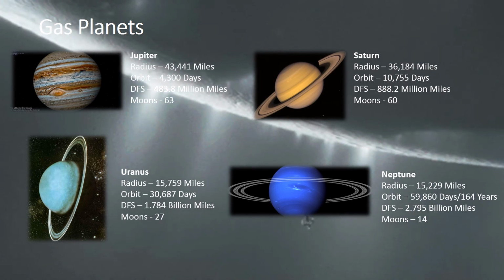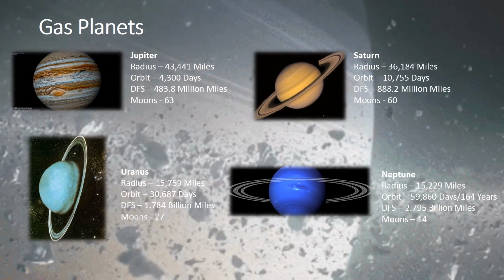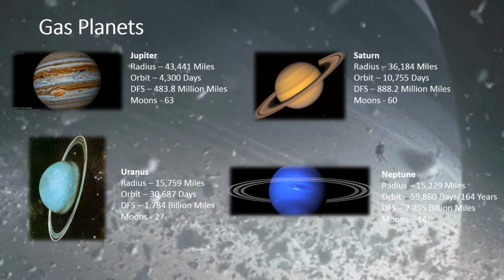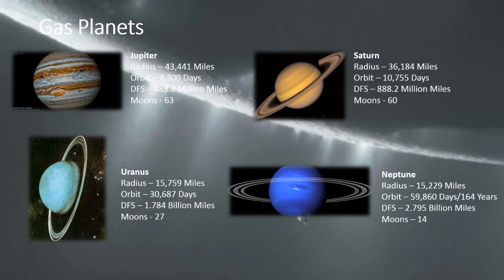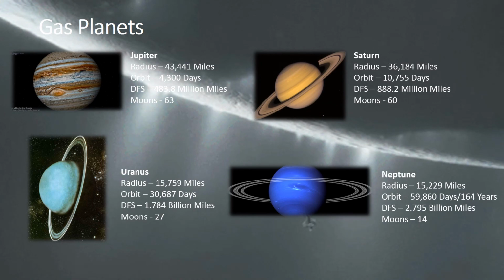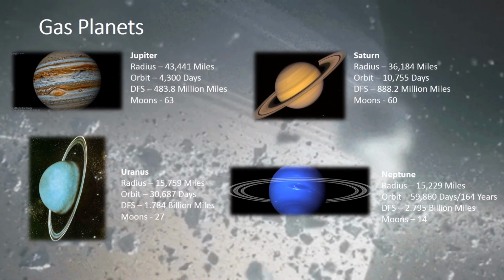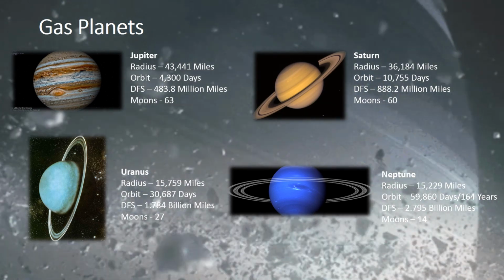164 years. So it's outside of the human's natural lifetime that we have right now. Okay? So I just find that totally amazing. It also has 14 moons. And if you notice, 3 out of the 4 gas giants have these rings around them.